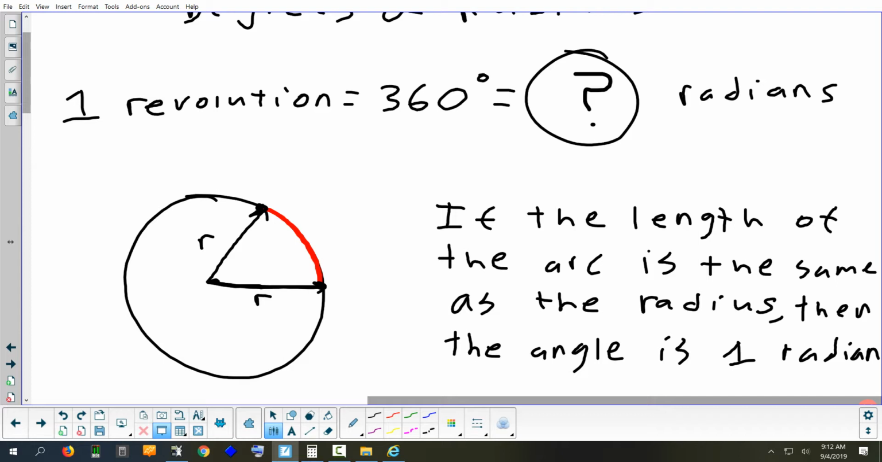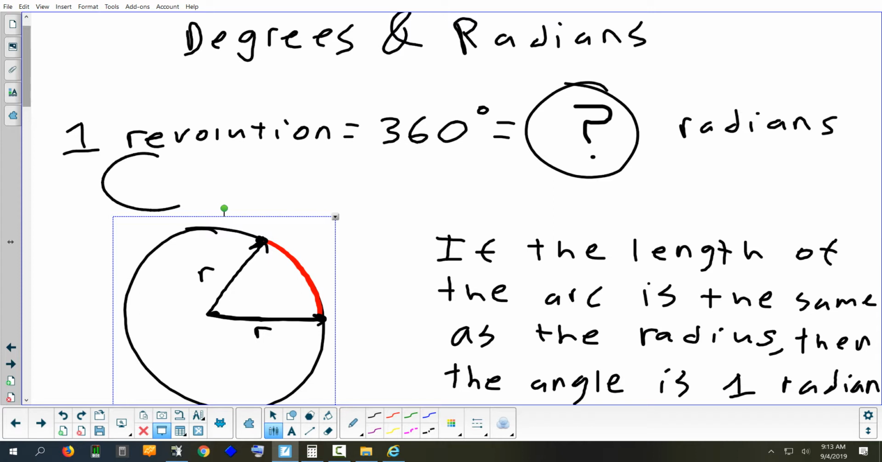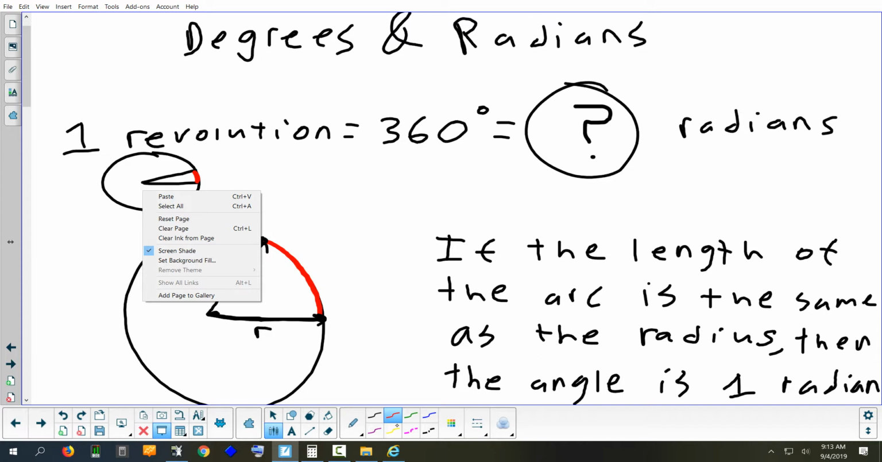Now it doesn't help us to convert between degrees and radians. What that does is it gives us a visual of what a radian would look like. The size of this arc would be the same as the size of this radius. Now, if you had a circle and you did something like that, look at the arc in red now. Do you think it's smaller than the radius now or bigger? It's smaller. So this angle is smaller than 1 radian. How much smaller? I don't know. It's smaller.